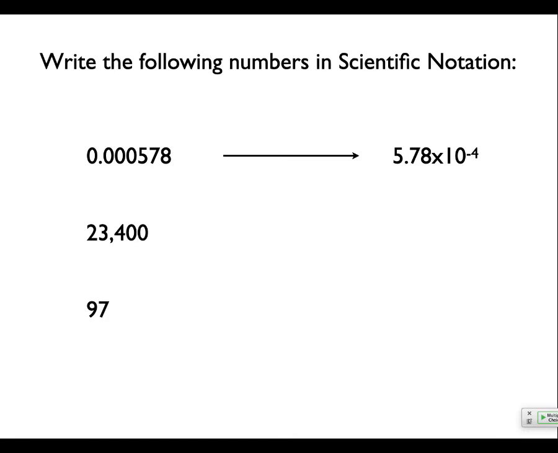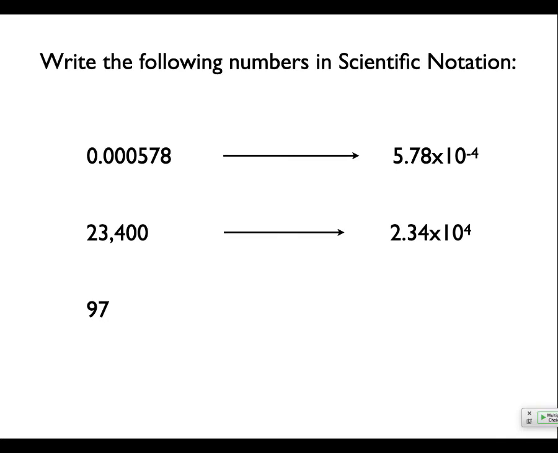All right. And I want to take the next one. But thank you for trying. It's not wrong to be wrong. Yes? 2.34 times 10 to the 4th. So 2.34, and then we move the decimal place 1, 2, 3, 4. Okay? Nice. How about 97?